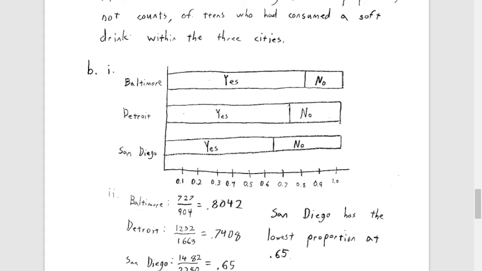And looking at that, which one had the smallest proportion? The next part asks which one had the smallest proportion. Well, it would be San Diego with the 0.65. And you can see that pretty clearly in the segmented bar chart that has those proportions.